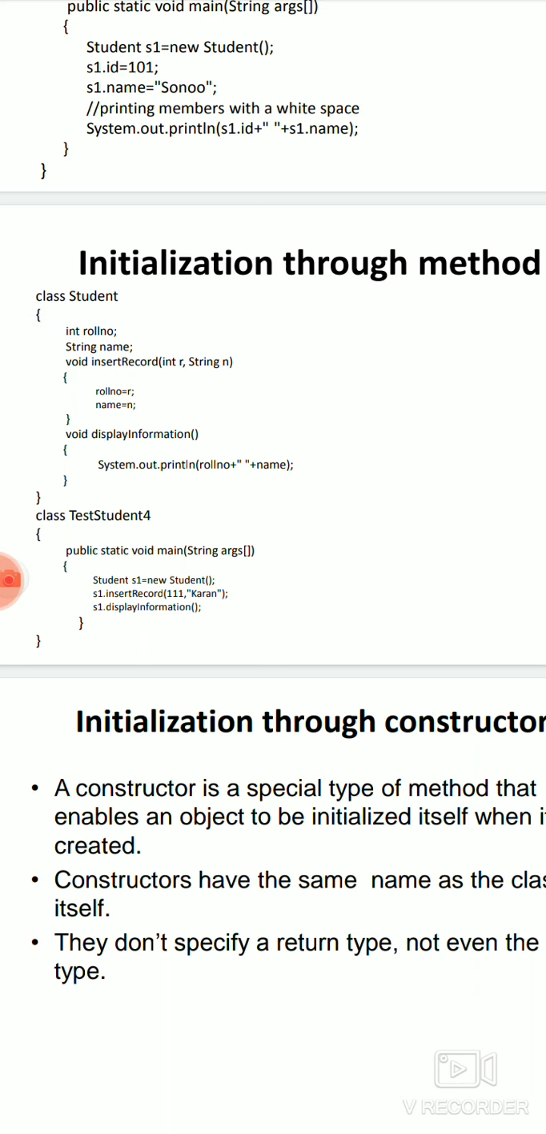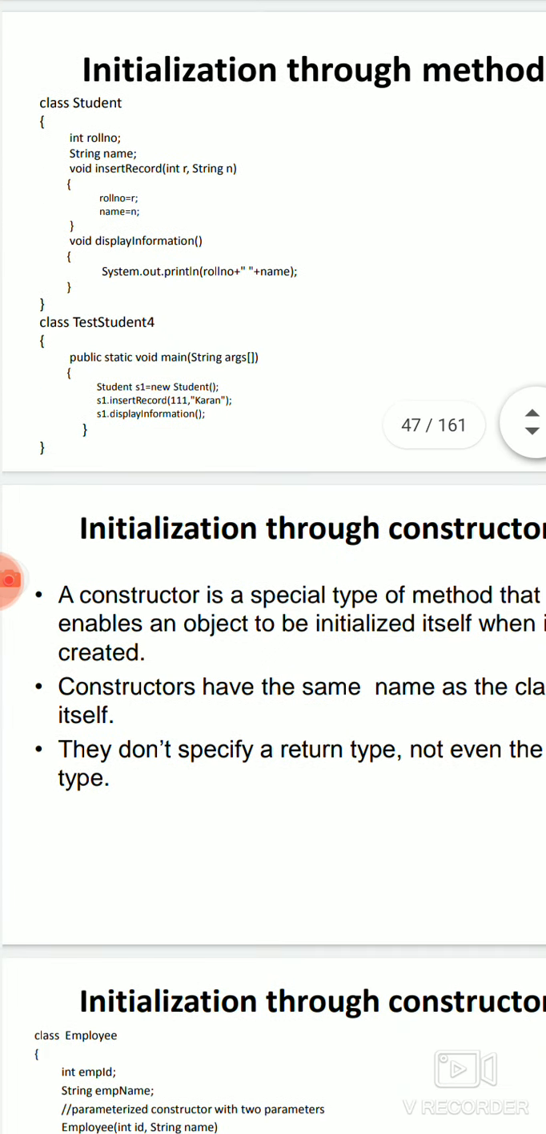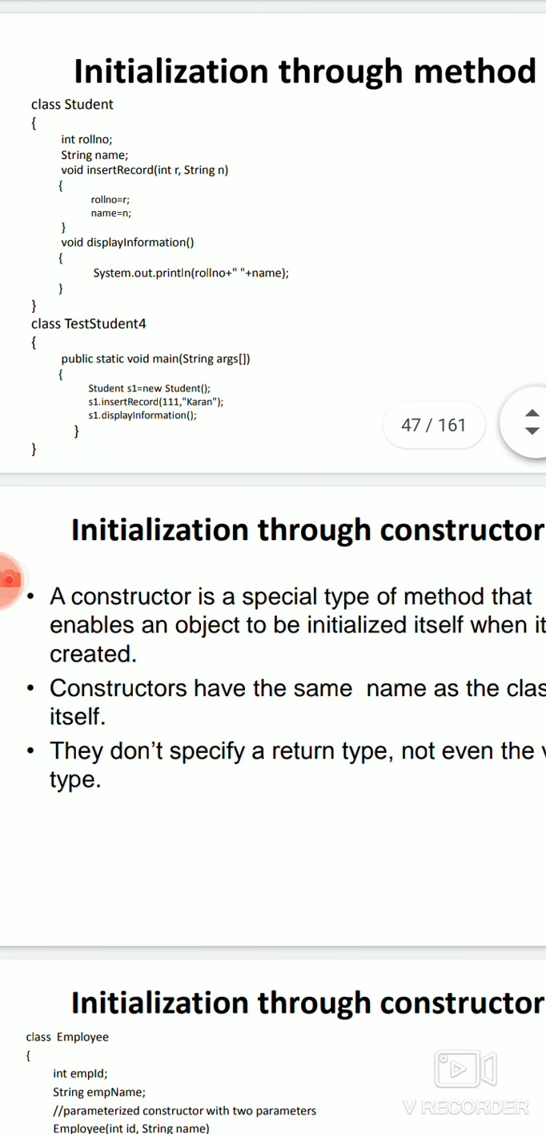So it will match up to void display information, get inside this function, and system dot out print. So finally it will print the values current and 111. Hope you understood this. And finally the last method is initialization through constructor.